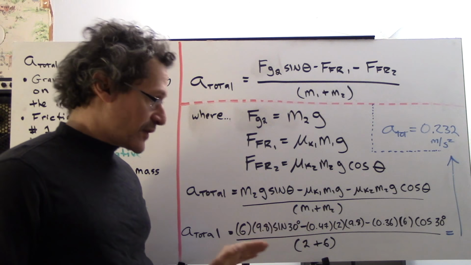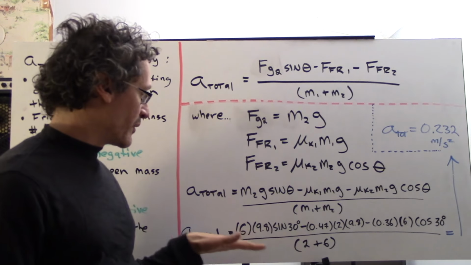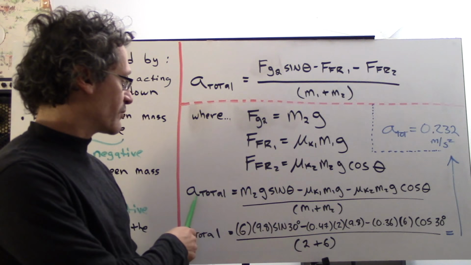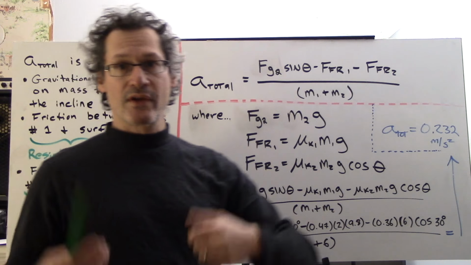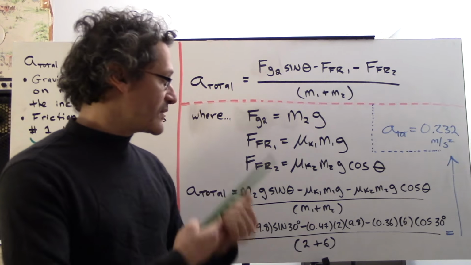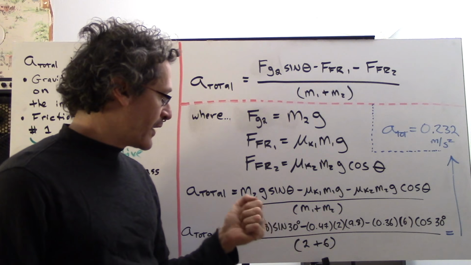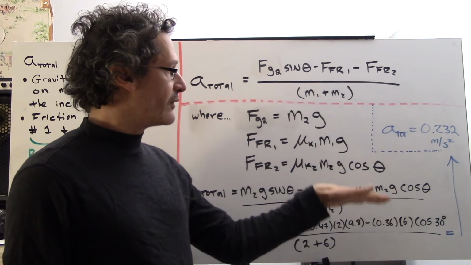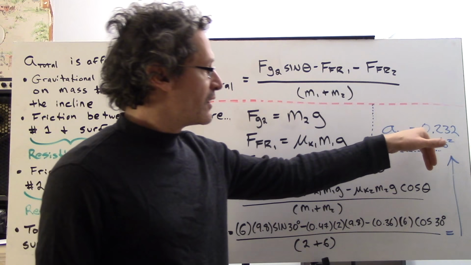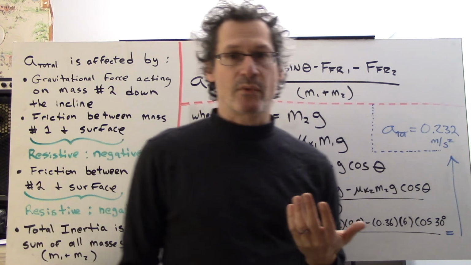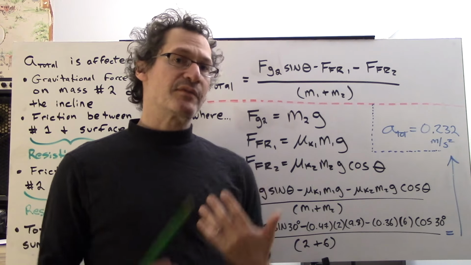Okay, so I did the same thing as before, same approach. We plug in the numbers at this point since we have the expression in terms of all the variables that are given. That's the masses, the mu's, and g. And now we're able to solve, and what we get is 0.232 meters per second squared. Okay, how does this help us get tension?